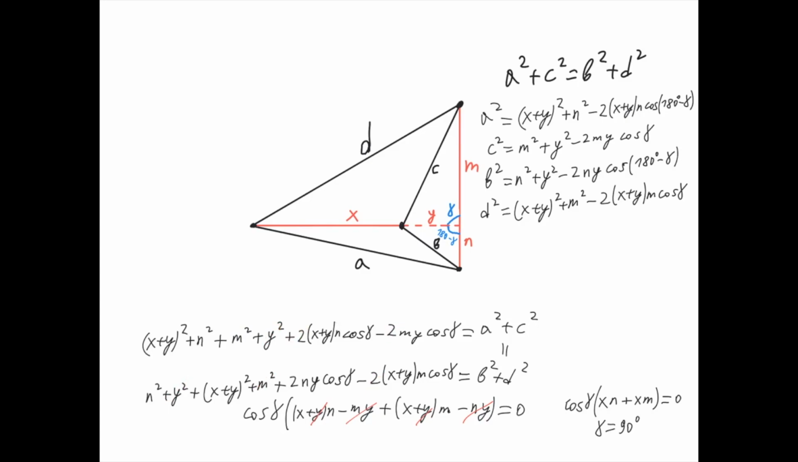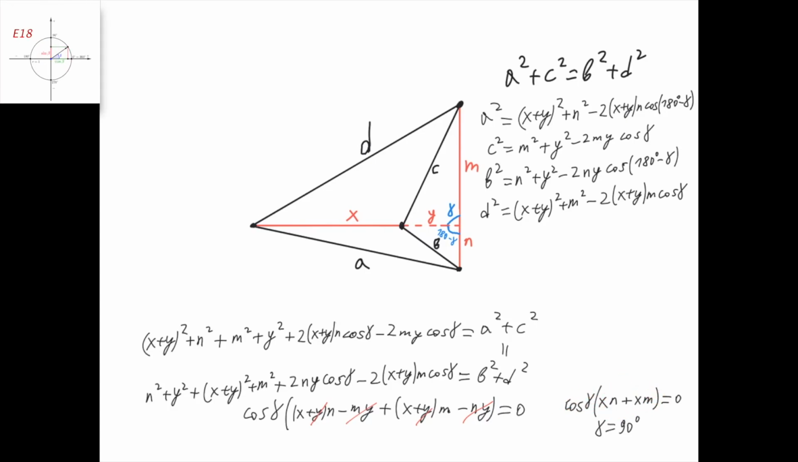and then we get that cosine of gamma times, in parentheses, (x plus y) times n coming from here, minus my coming from here, plus (x plus y) times m coming from here, and minus ny coming from here, equals 0. And now we can cancel out yn with yn here, and my here with m times y here, and then what's left in the parentheses is xn plus xm, times the cosine of gamma, and this equals 0. But this expression in the parentheses is always positive, therefore cosine of gamma is 0, which means that gamma is 90 degrees.